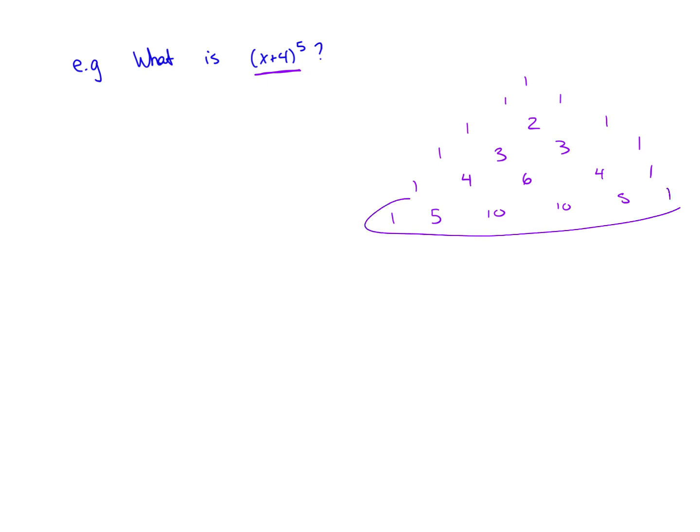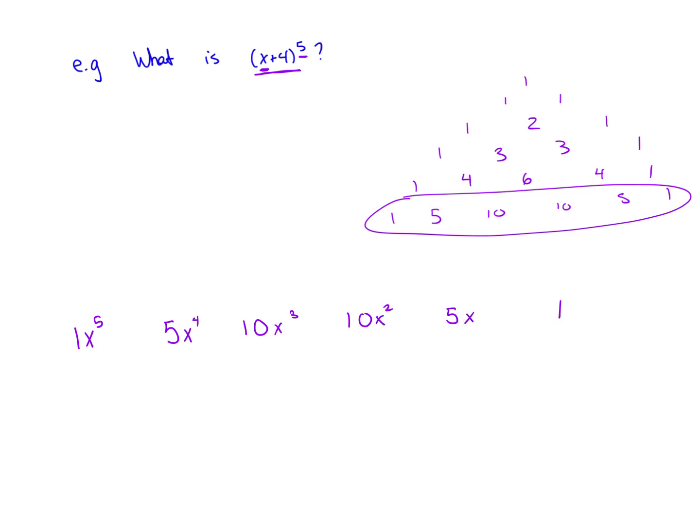I take these numbers as my coefficients, so 1, 5, 10, 10, 5, 1. And then I start with the x being raised to the maximum power, so x to the 5th, and then I decrease the powers on x as I go over.